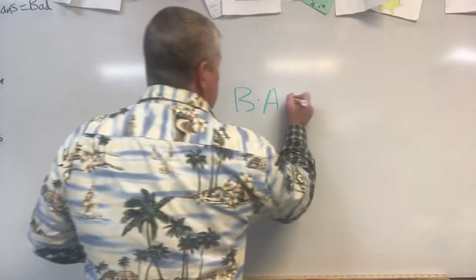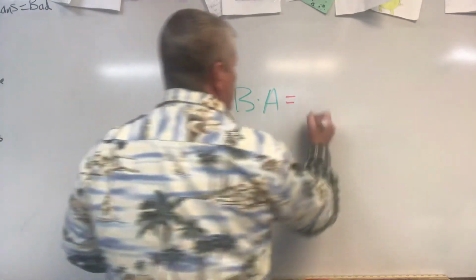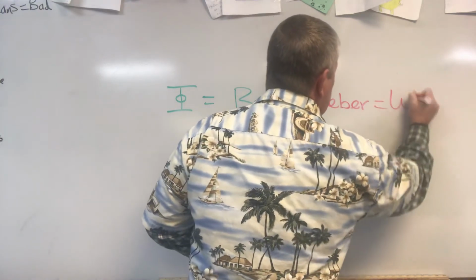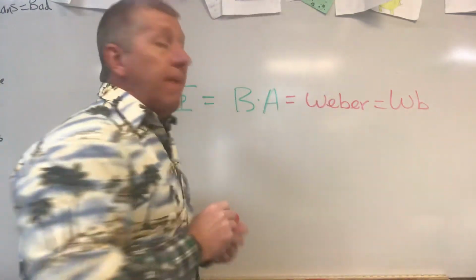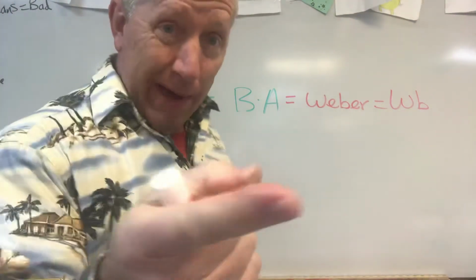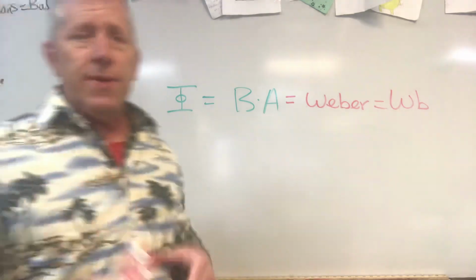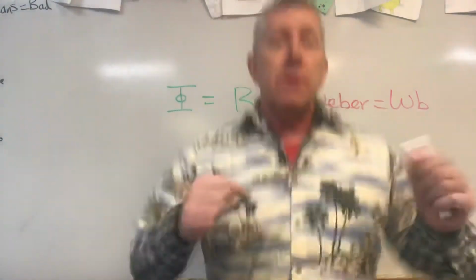And so this unit is called the Weber, and it's abbreviated by WB Mason, okay? Oh, funny. And that is the unit for flux. All right, that's a quick thing on flux and differences in the amount of flux.